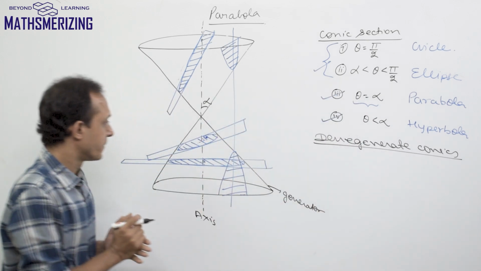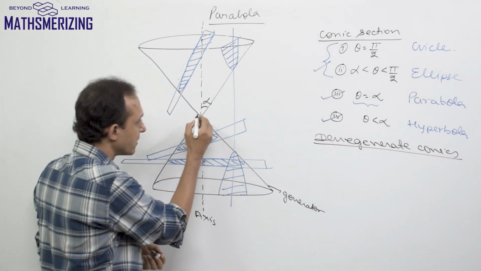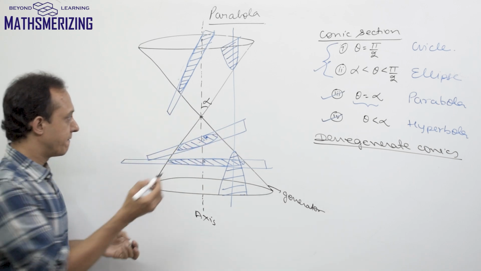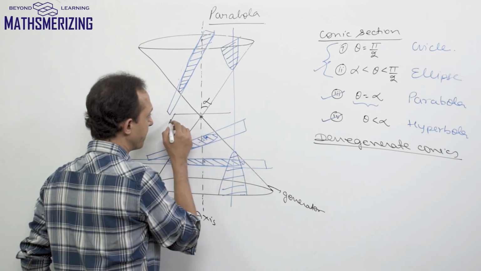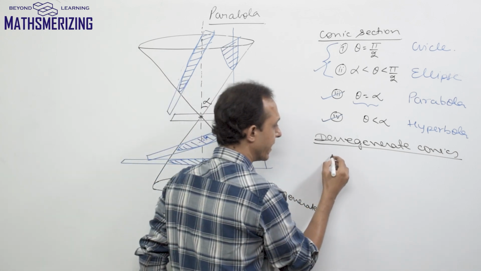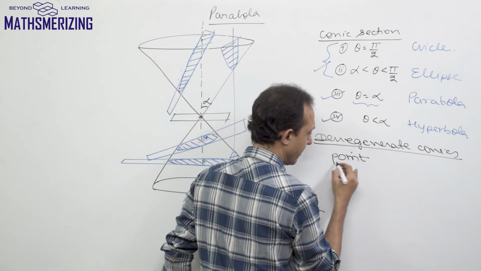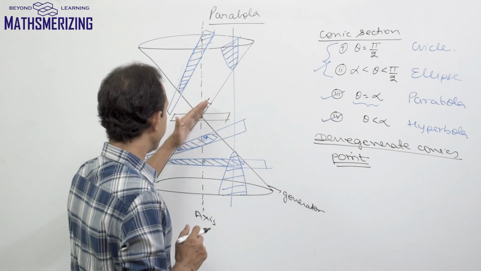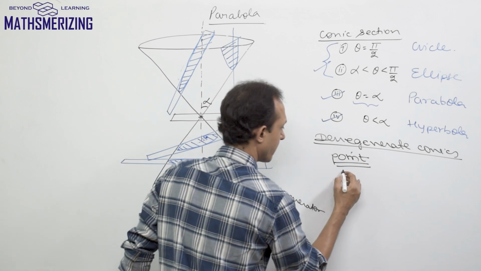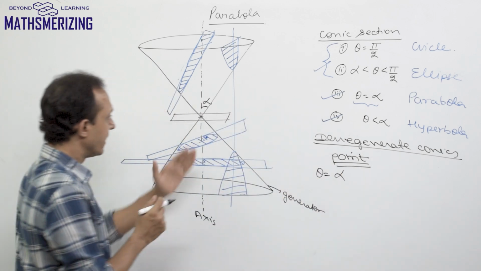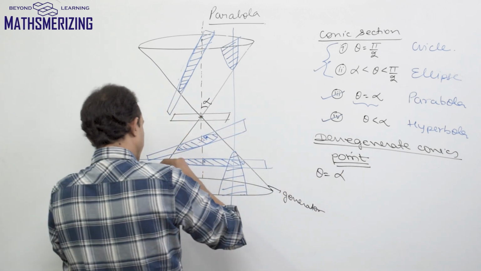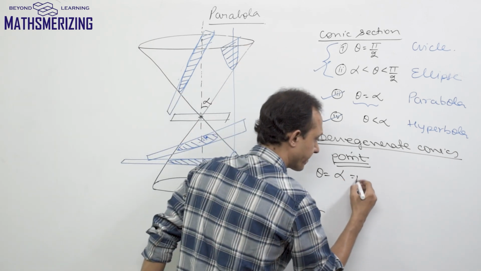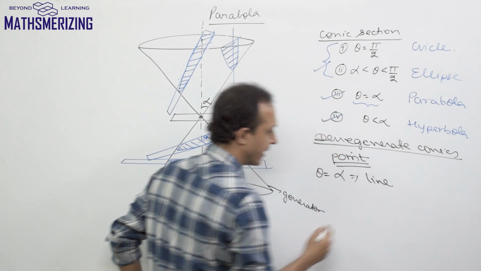So if this plane passes through the vertex of the double cone, in that case we'll end up getting degenerate conics. So if this plane makes an angle of 90 degrees and it passes through this vertex, in that case we'll get a point, or essentially a point circle. If we take this plane when it makes an angle alpha, but it passes through this vertex, then that plane will be tangent to this double cone. In that case we'll end up getting a straight line.